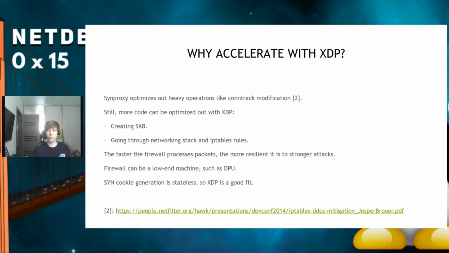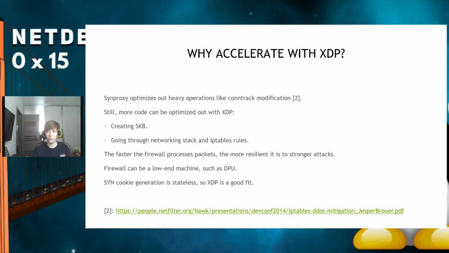Synproxy was developed with performance in mind, and it optimizes out heavy operations like conntrack modification until it proves that the client is legit. The link below points to a talk by Jesper from Red Hat, which contains more details about Synproxy. However, XDP can still optimize generating and checking SYN cookies by doing it early in the packet processing pipeline and saving time that would otherwise be spent on creating an SKB and going through the networking stack and iptables rules. Since these operations are stateless, XDP is a good fit.